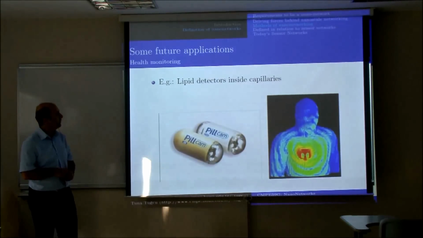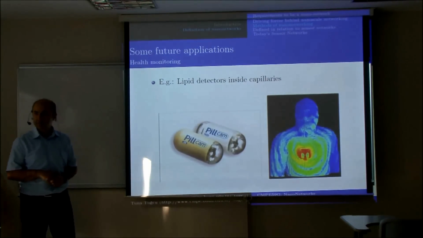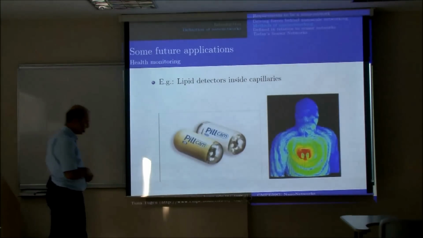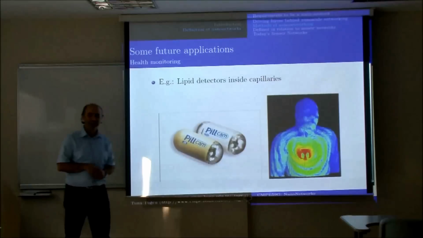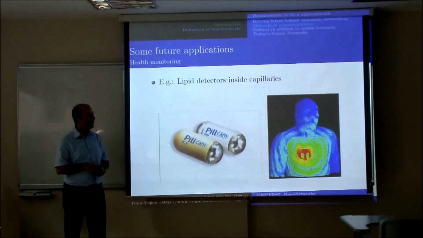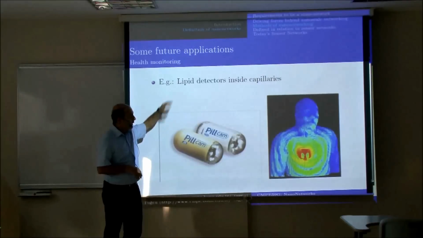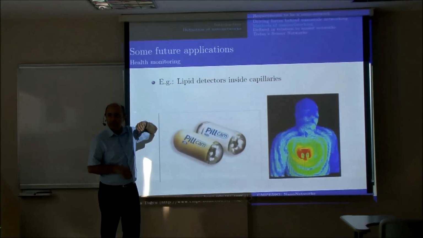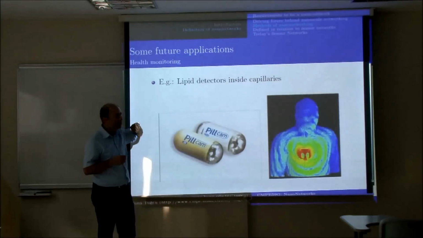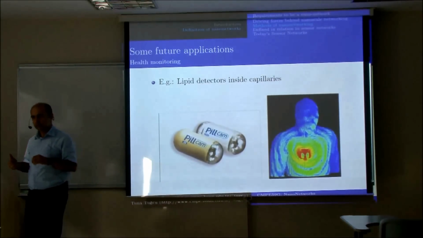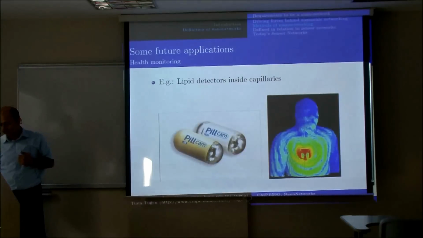Some sample applications could be, what? Finally some images, okay. Just inserted last time. For example, you can make use of some lipid detectors inside the body to detect the lipid level of a human being against, for example, heart attacks. So that could be used for health monitoring.